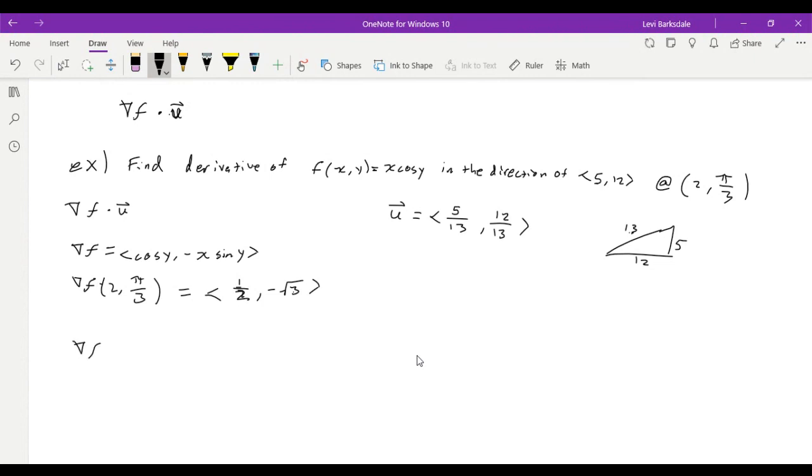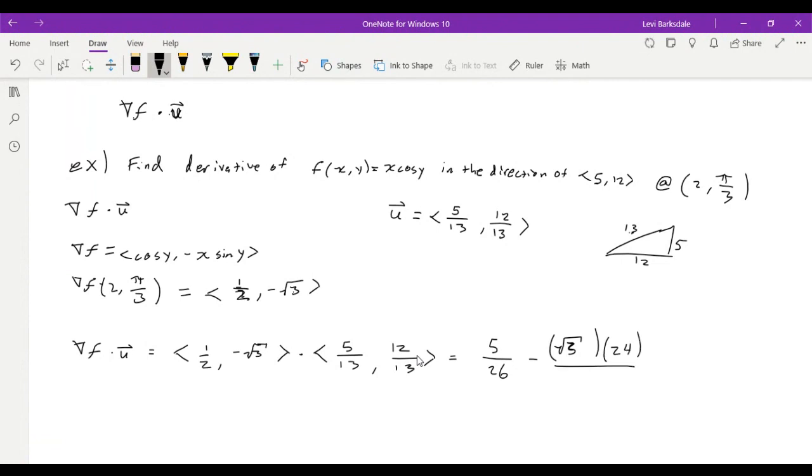So then my gradient, dotted with my unit vector, is simply (1/2, negative square root 3), dotted with this vector (5 over 13, 12 over 13). And that gives 5 over 26 minus square root of 3 times, I'm going to go ahead and multiply by 2 on top and bottom, so I have 26 on top and bottom. And I can combine these to get (5 minus 24 root 3) over 26 as my answer.